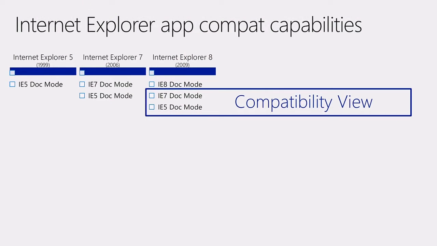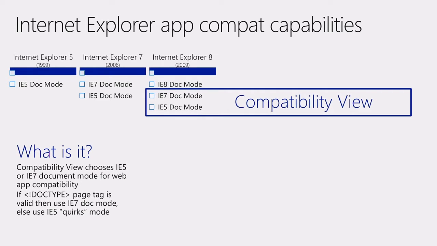So when we came out with IE8, we also included something called Compatibility View. Compatibility View is basically a switch. What it does is it puts a web page in IE7 mode if there's a valid doc type on the page, and it falls back to IE5 mode if there's not a valid doc type. There's a lot of confusion about Compatibility View, and I want to make it very simple. Compatibility View, even to this day, means you'll either get IE7 doc mode or IE5 doc mode.